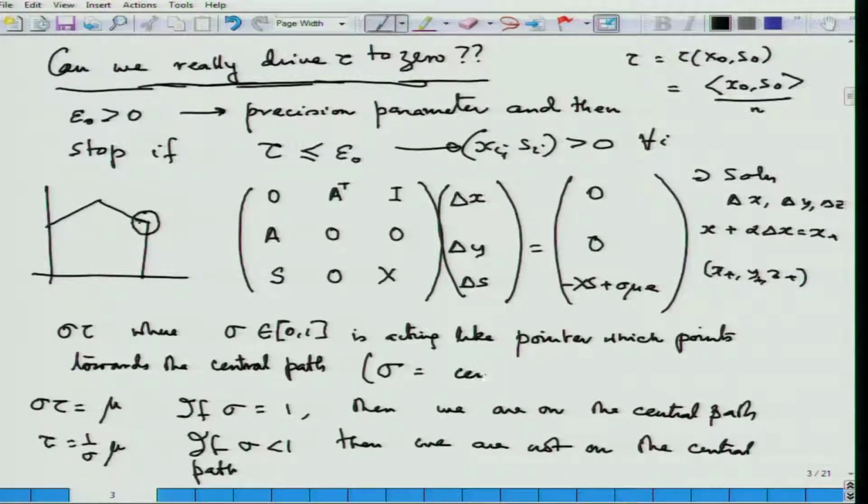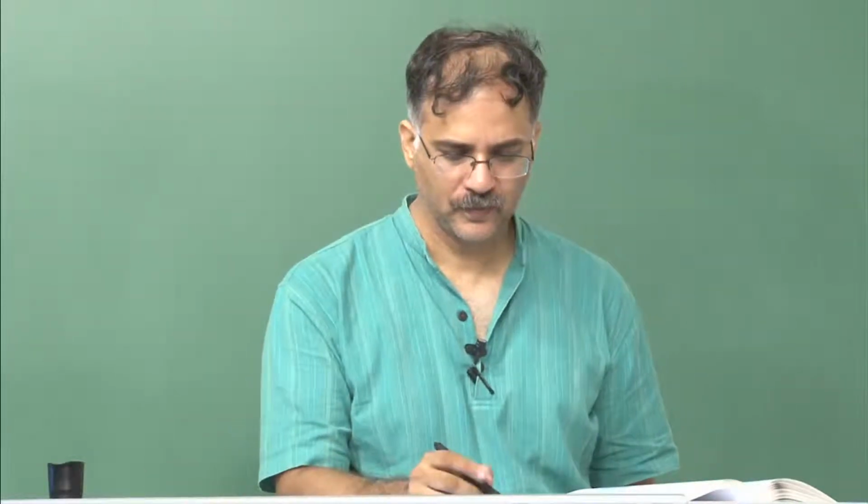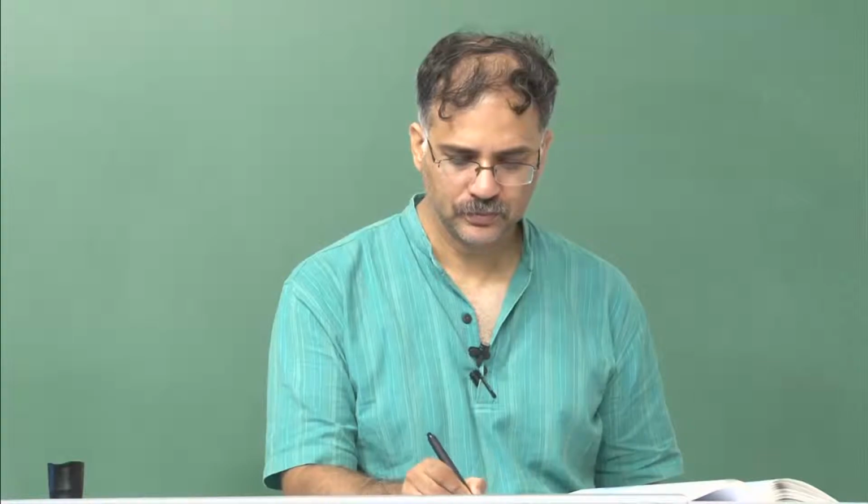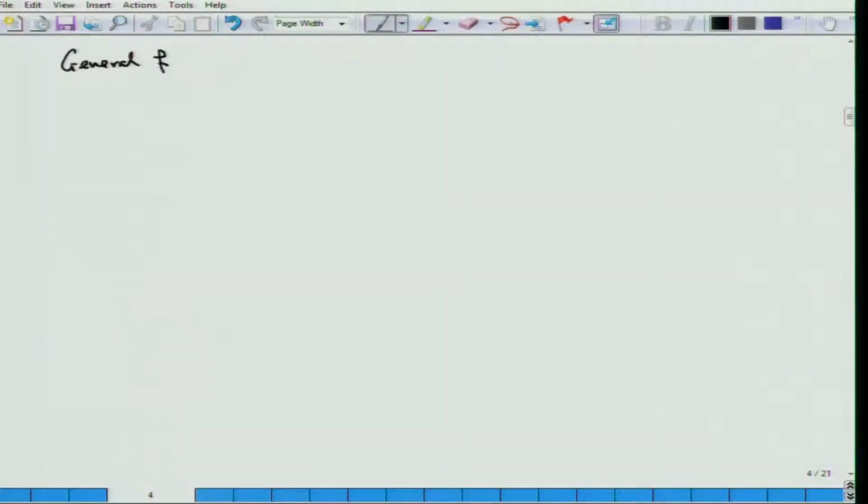So, sigma is also called the centering parameter. It is trying to force the points to go towards the central path and keep them near the central path. So, let me write down the general framework of an IP algorithm, which will give you a fair idea of what we have just discussed. The general framework of an interior point algorithm.